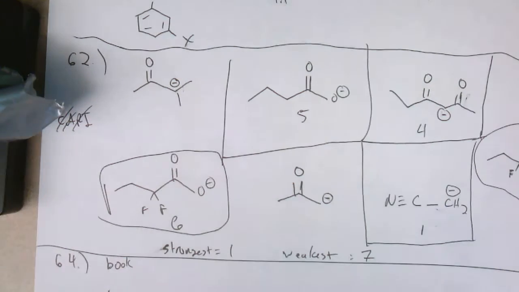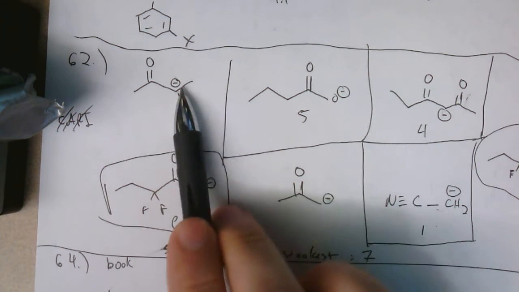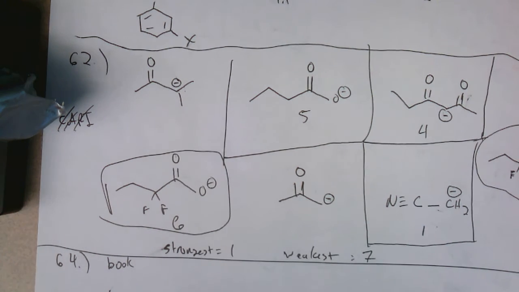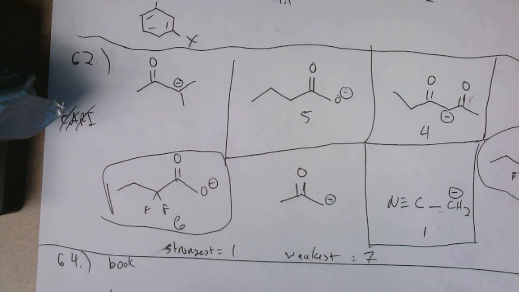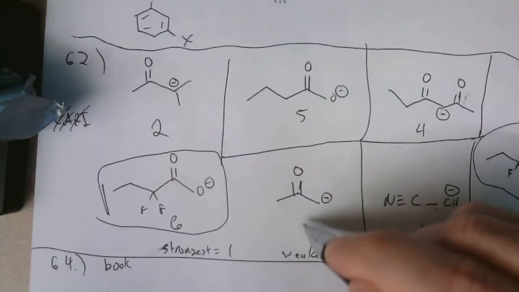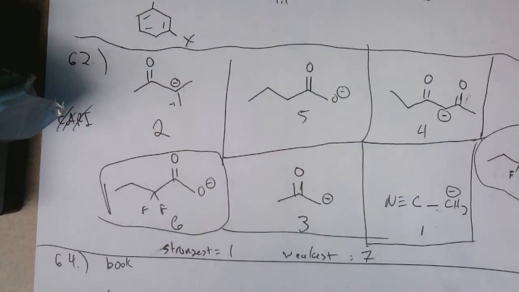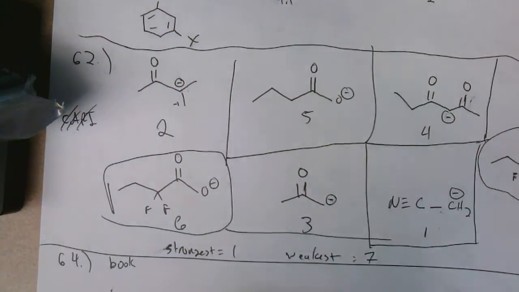So the resonance is the same on these two. I need to look at inductive effect to separate these last two. This one has an extra methyl group. Okay, so electron donating group is going to destabilize that negative charge. So this one's going to be more basic than this one is, because it has that extra methyl that's donating, that's not going to make that negative charge as happy.